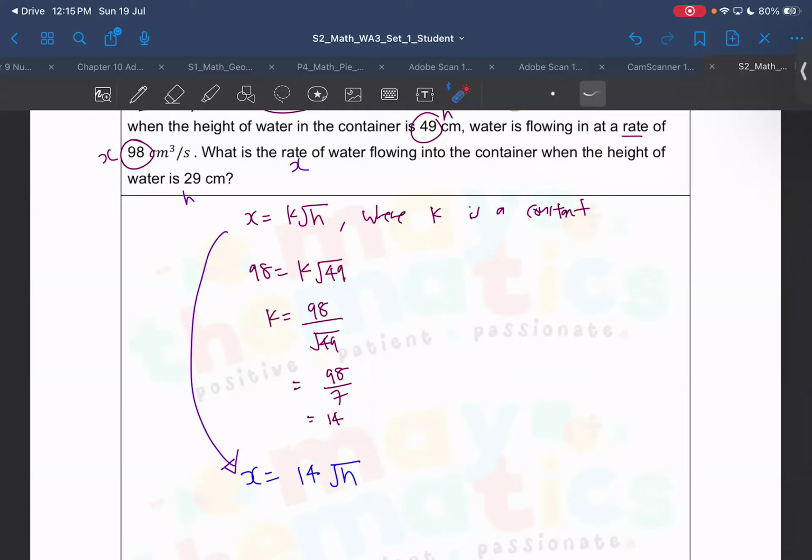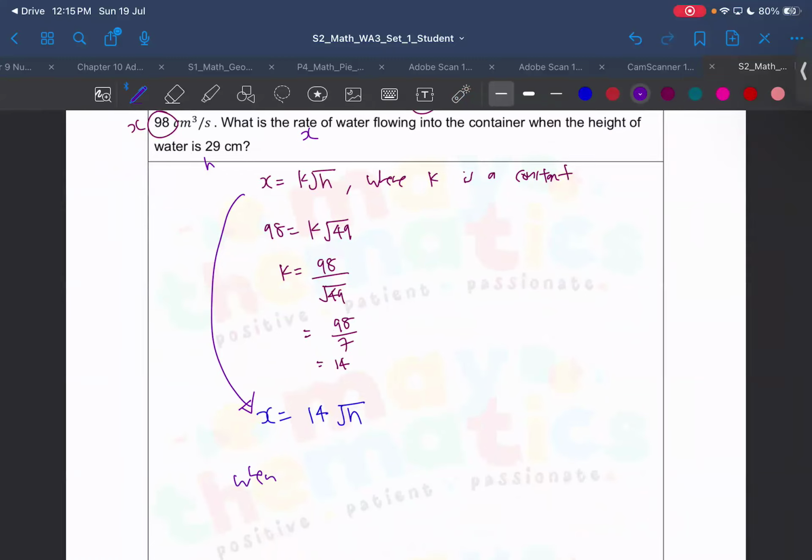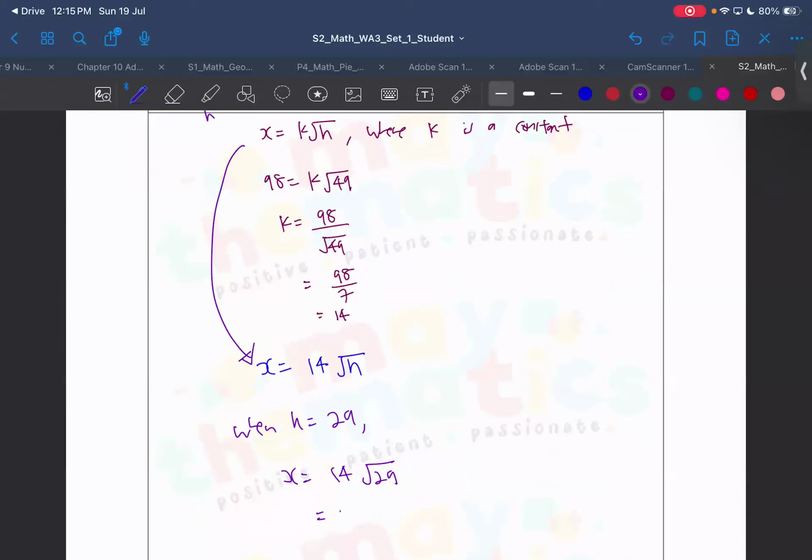h. Yeah, but before that, I want to find x if my height is 29. So what can I put inside? Correct. So it's the same thing as saying that when the question is asking you when the height is 29, when h is 29, what is x? So you just have to sub inside your equation. So x will be 14 square root 29. Then you'll be getting 75.4 cm cubed, 3 SF.